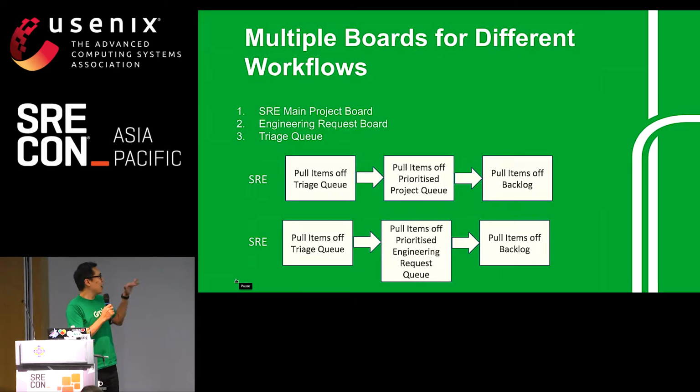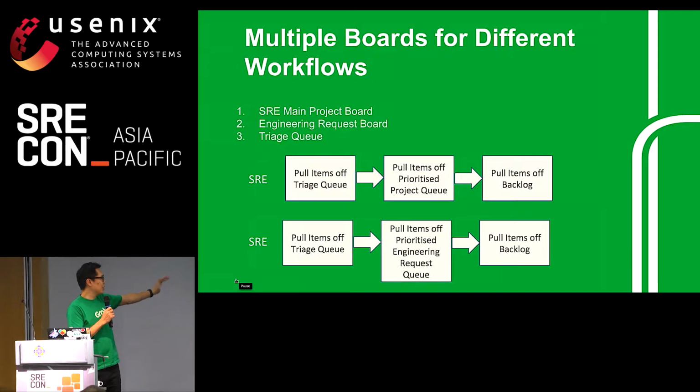What we did was to have 3 different boards. As you can see, we have the main projects board, and we split up all the engineering requests that come to us into another board. And we have a triage queue. This is where all the urgent stuff comes in. This is, I have to do it today or yesterday, and it needs to be done immediately.